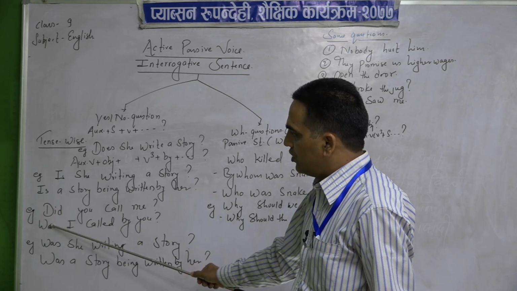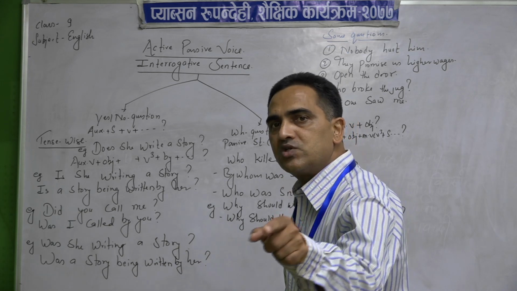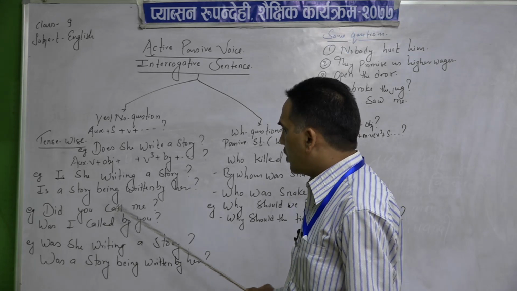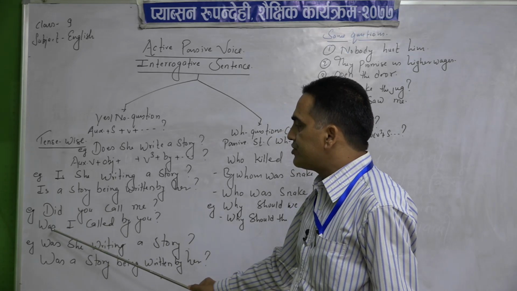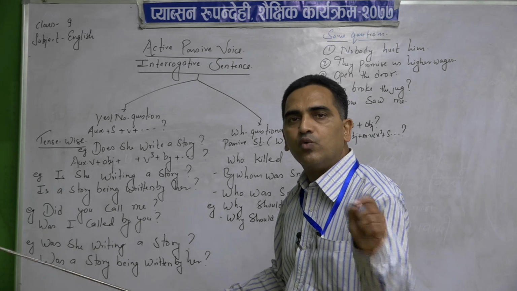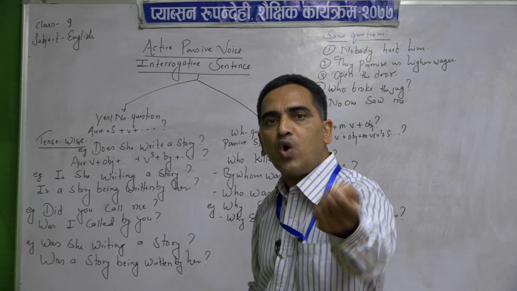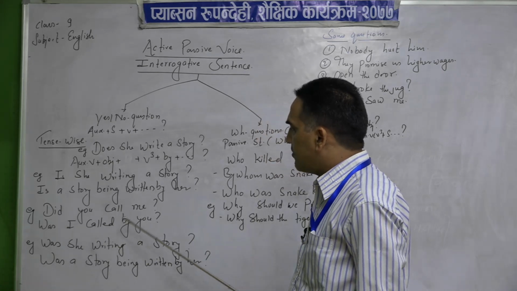The structure also has "no". Both active and passive are asking questions. Did you call me? Was I called by you? Why was? Because me should change into I, and I always takes was. I was, she was, he was. Okay. Now, was I called by you?